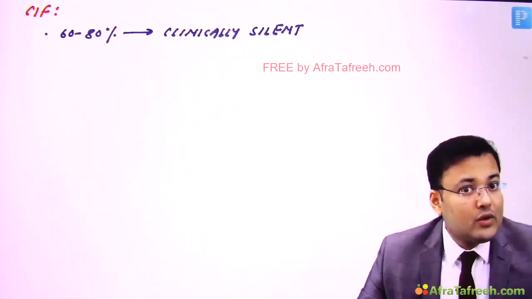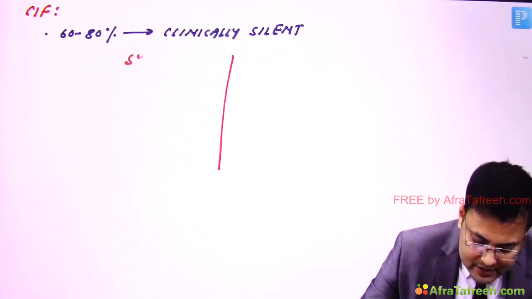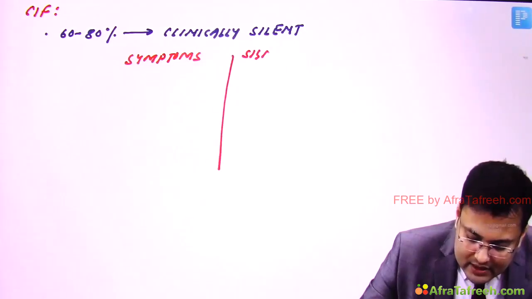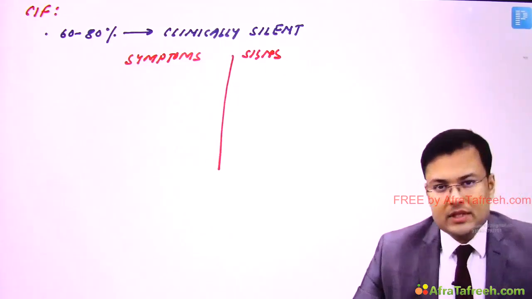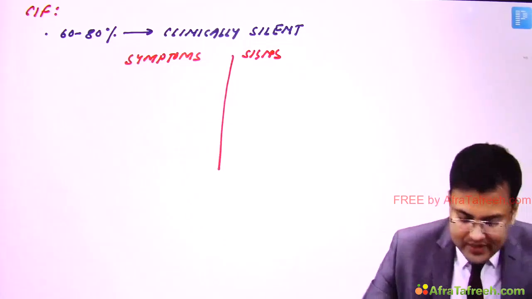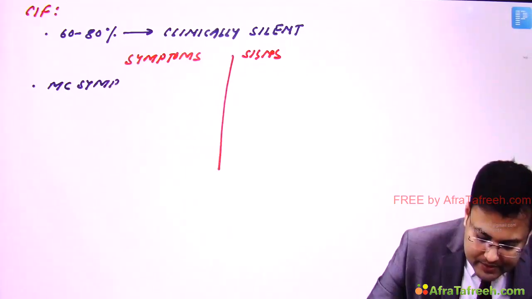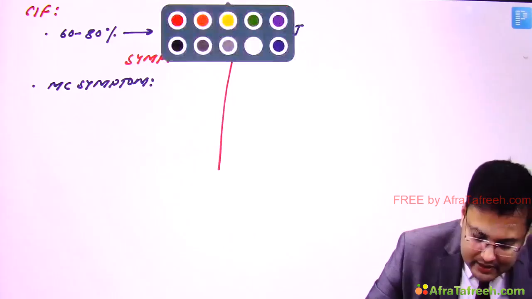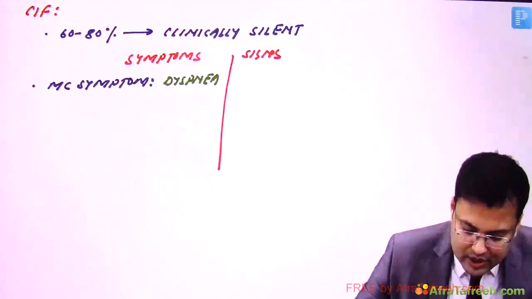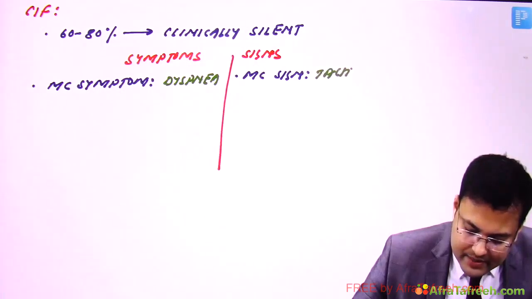Now see what are the signs and symptoms seen in the patients. This is a frequently asked question. What is the most common symptom? It is dyspnea. And what is the most common sign? It is tachypnea. So two important points: most common symptom is dyspnea, and the most common sign is tachypnea.